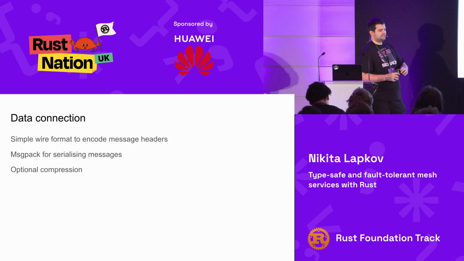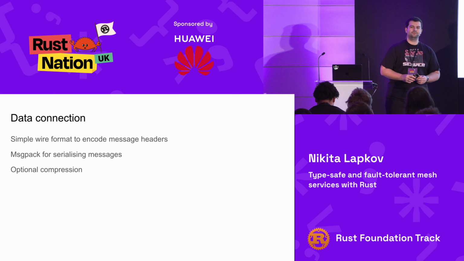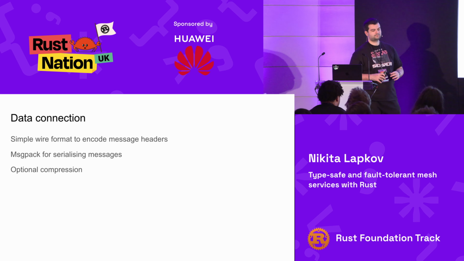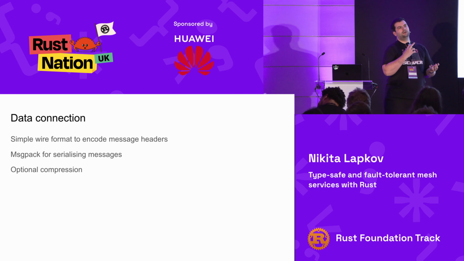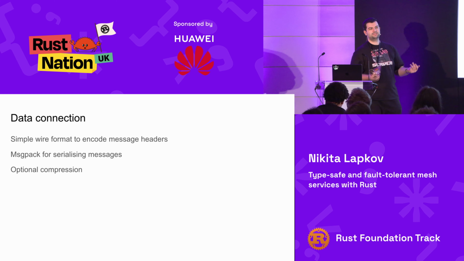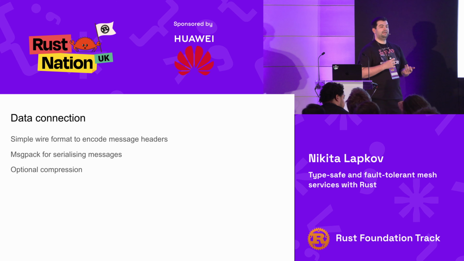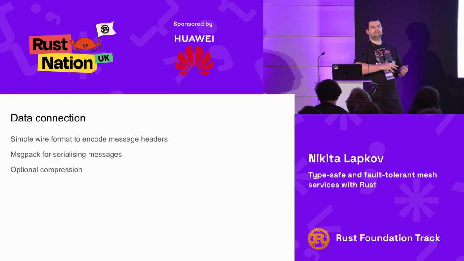So the data connection itself is a relatively simple thing. Its wire format consists of two parts. First of all, we have a very simple format to encode message headers. These are things like: what is the type of message? Is it a regular message? Is it a request? Is it a response? The length of the payload, the name of the message, and metadata like that.